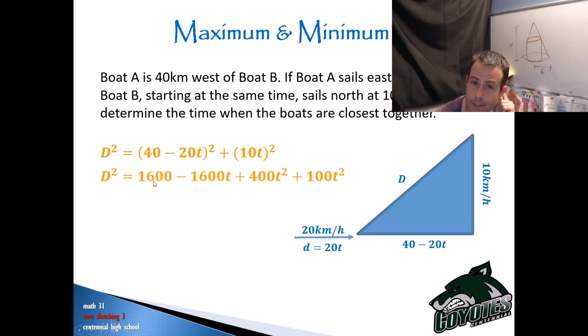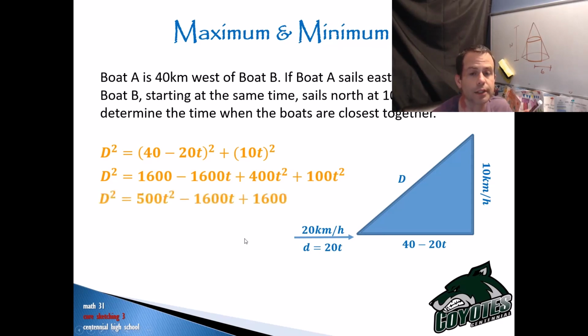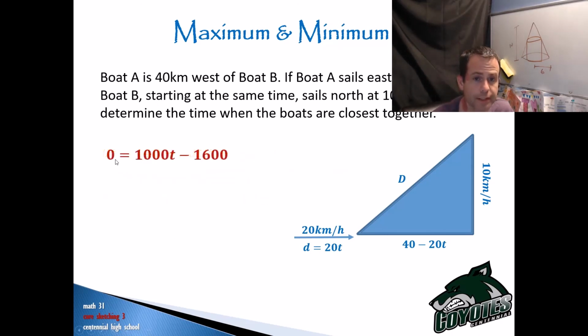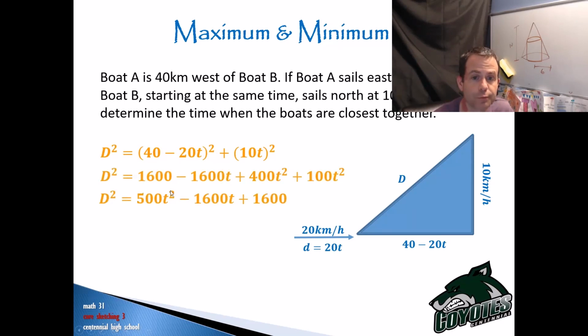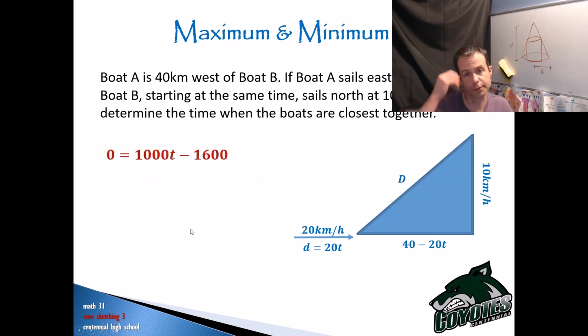So that's going to give me 1600 minus 1600t plus 400t squared, and then plus 100t squared. So when I bring those guys together, I will have 500t squared minus 1600t plus 1600. Okay, I now need to take the derivative of that. So the derivative would be 2 times 500, which is 1,000t, minus 1600, and then I set it equal to 0, so I can solve for t.